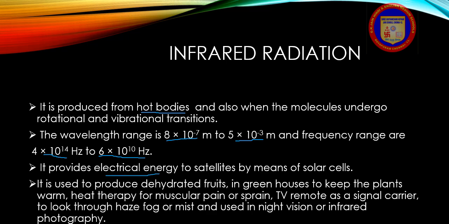It is used to produce dehydrated fruit, in greenhouse to keep the plants warm, heat therapy for muscular pain or sprain, TV remote as a signal carrier, to look through haze, fog or mist, and it is used in night vision and infrared photography. Next we'll go into the visible light.